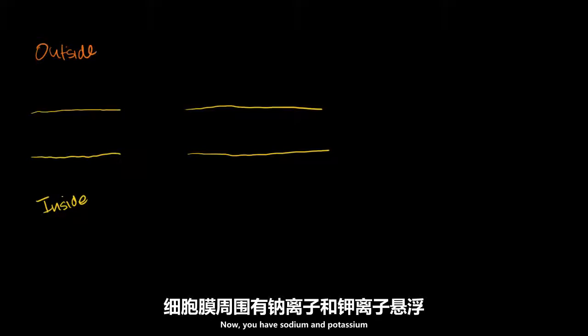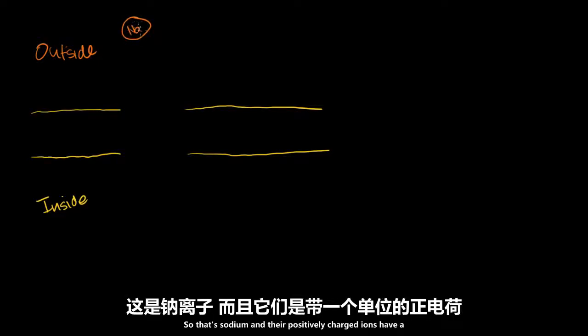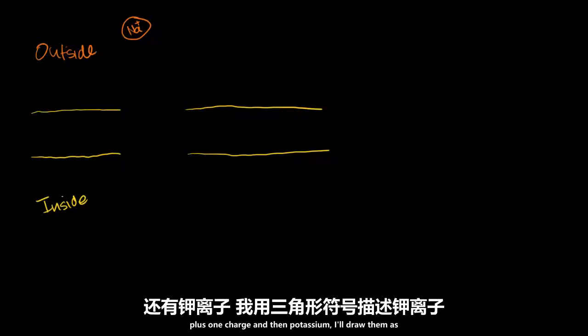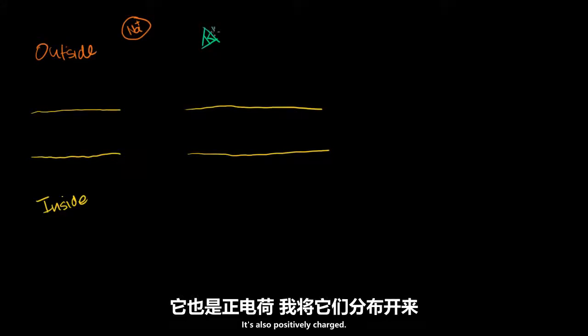Now, you have sodium and potassium ions floating around. I'm going to draw sodium like this. Sodium is going to be a circle. So that's sodium, and they're positively charged ions, they have a +1 charge. And then potassium, I'll draw them as little triangles. So let's say that's potassium. The symbol for potassium is K. It's also positively charged. And you have them just lying around.